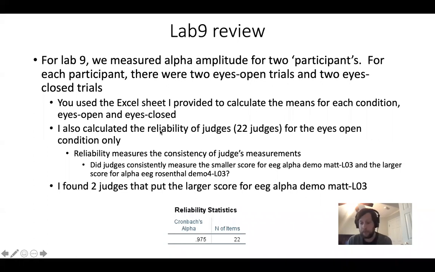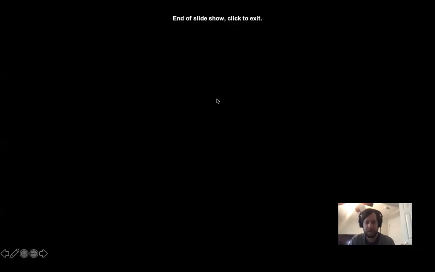We talked about reliability in a previous lecture earlier in the course. In particular, we talked about calculating Cronbach's alpha, which is probably the most typical measure of reliability. So I used Cronbach's alpha in SPSS to measure reliability, and it was based on 22 judges. So the 22 judges, let's see how, oops.